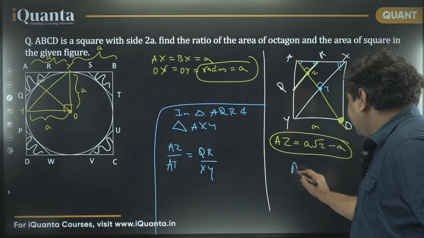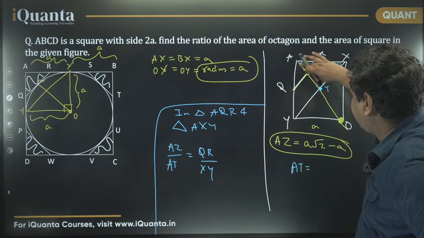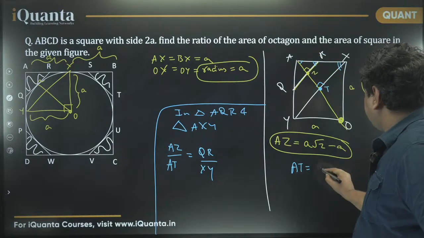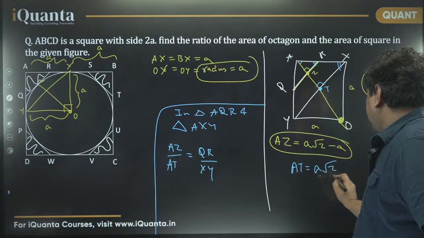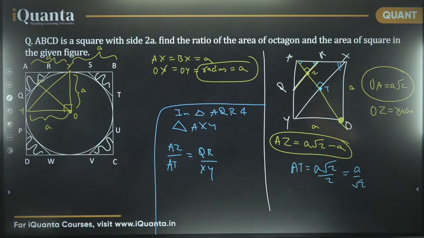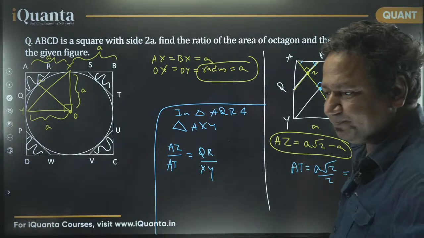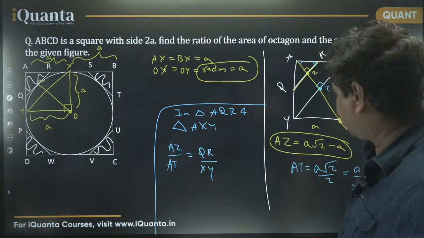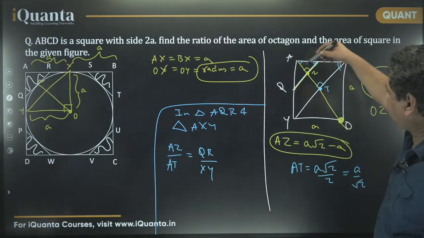अच्छा, AT क्या हो जाएगा? What is AT? AT is half of the diagonal. That means A root 2 upon 2, or I can say A upon root 2. Is that fine? Everyone? Looks good? ये midpoint है ना?